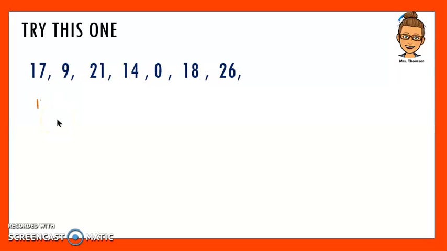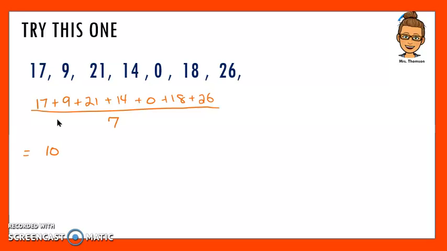Okay, so what do we need to do? 17 plus 9 plus 21 plus 14 plus 0 plus 18 plus 26. And we're going to divide all of that by the number of numbers. 1, 2, 3, 4, 5, 6, 7. So when we add up all those numbers, we're going to get 105. And 105 divided by 7, when we work out 105 divided by 7, we're going to get 15. So the mean of those numbers is 15.